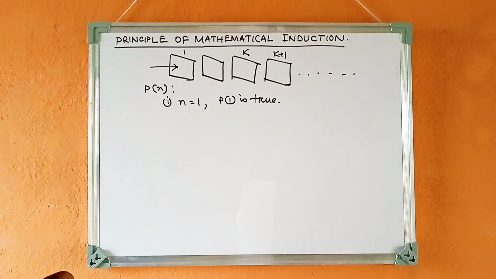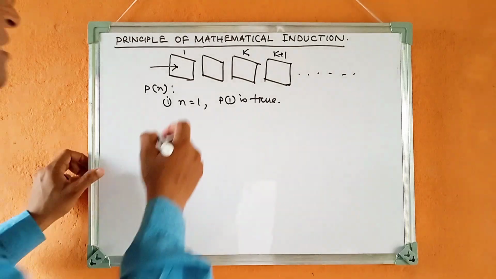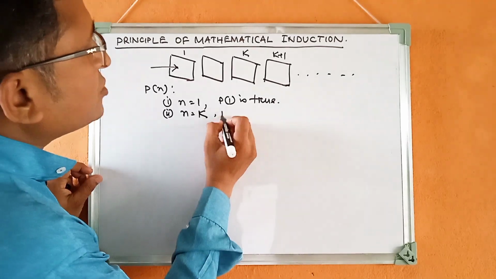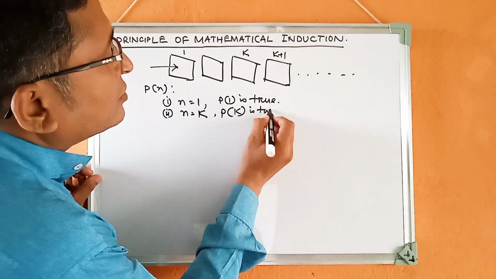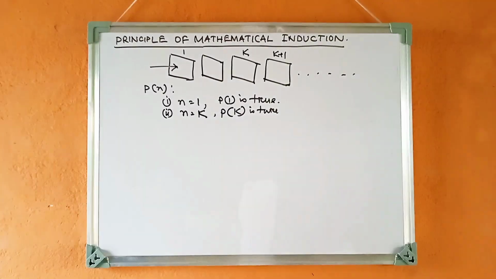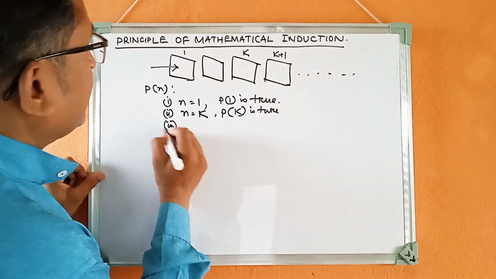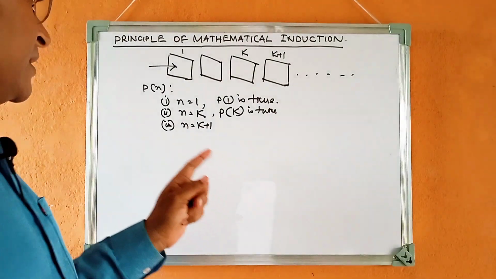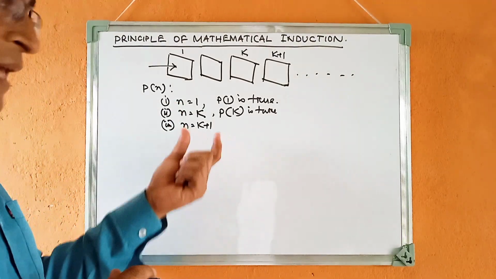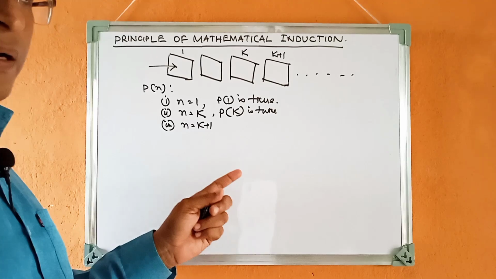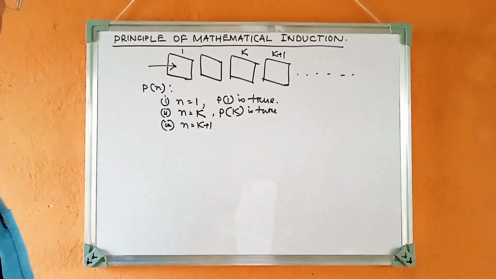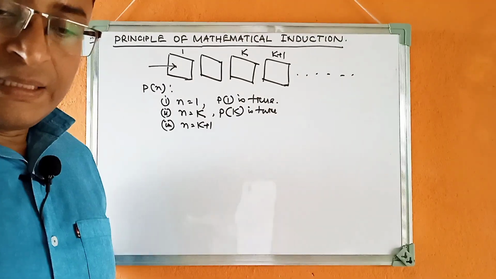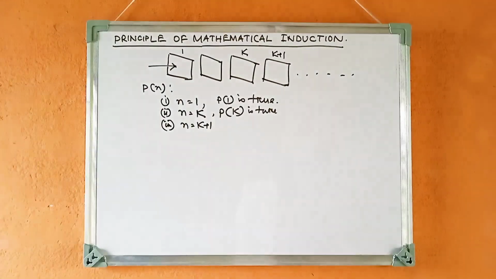Now the second step: if P1 is true, then we assume n equal to k, put n equal to k, and Pk is true. Now the final step, number 3: put n equal to k plus 1. This is the final and third step, an important step. If in LHS we put k plus 1 instead of n and the equation satisfies the RHS, that means this statement is true for all values of n. Clear?